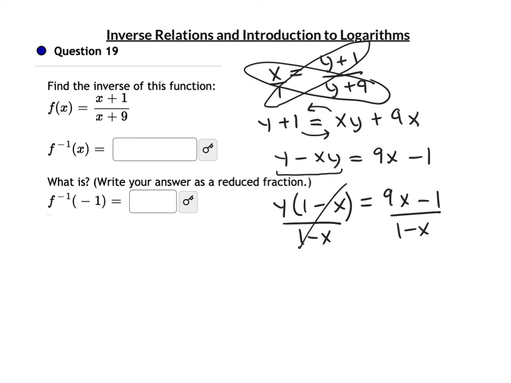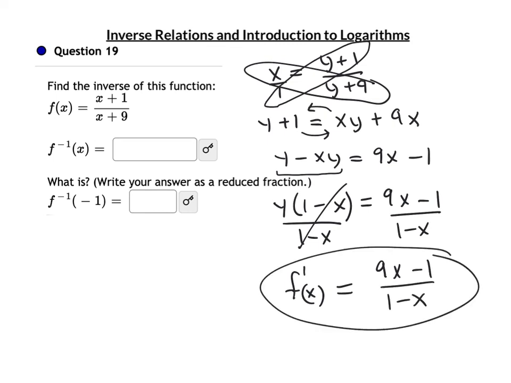Now we'll divide both sides by 1 minus x. And that cancels, and I can see that f inverse of x, that's what y is, is 9x minus 1 over 1 minus x. To finish this equation, we're going to find f inverse of negative 1. This is the x we're going to plug in. That is 9 times negative 1 minus 1 over 1 minus negative 1.